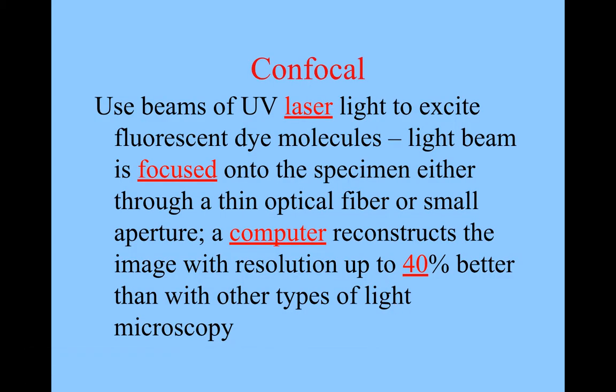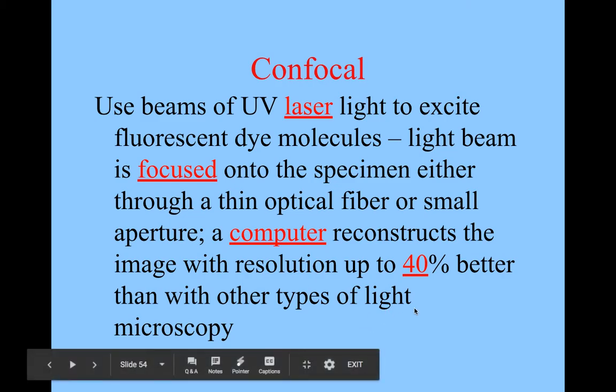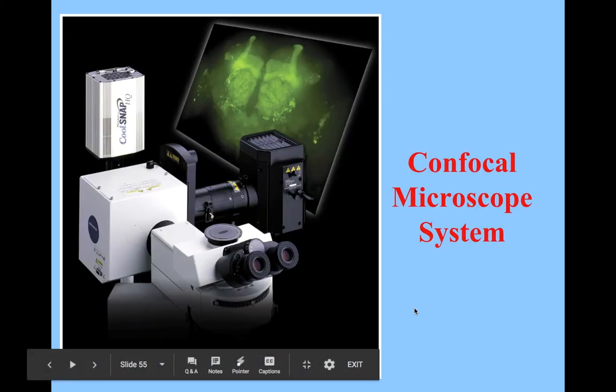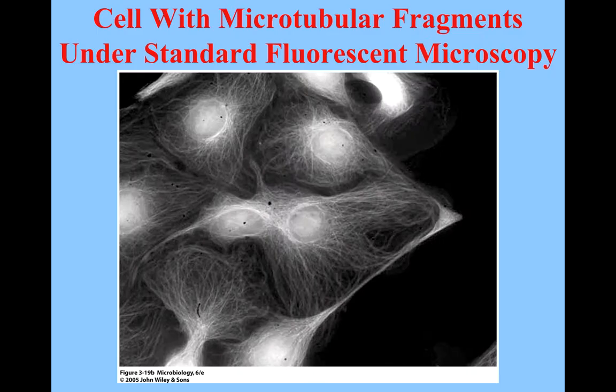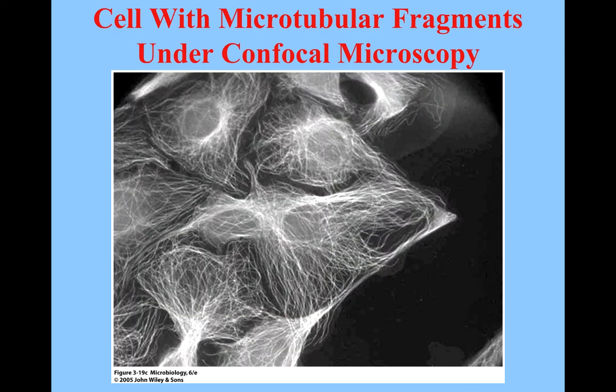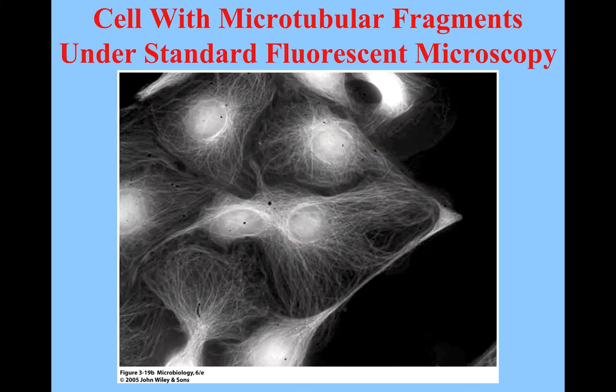Confocal is when you use UV laser light to excite the dye molecules. Light beam is focused onto the specimen either through a thin optical fiber. A computer will then reconstruct the image, and again, you get great resolution, up to 40% better than with other types of light microscopy. This is the confocal microscope system. Here is the image under standard fluorescent microscopy. Here it is under confocal. I think you can see the difference between the two images.